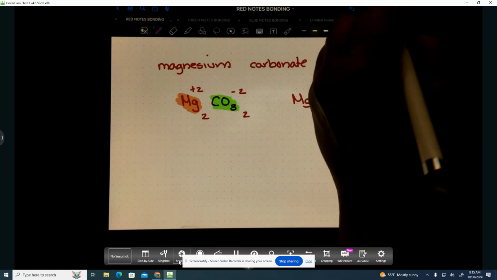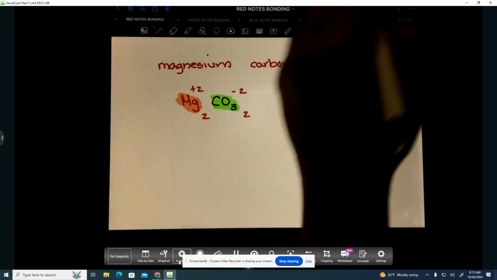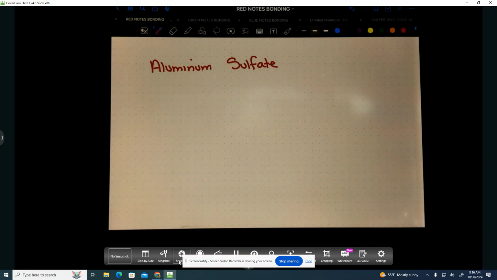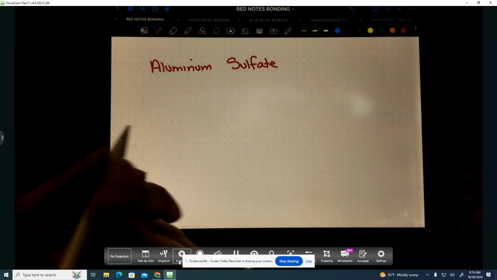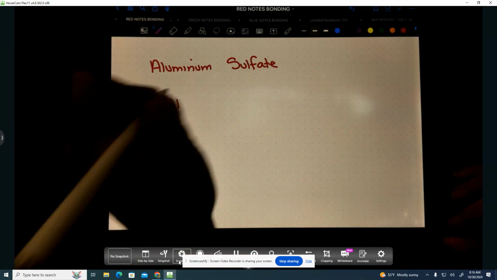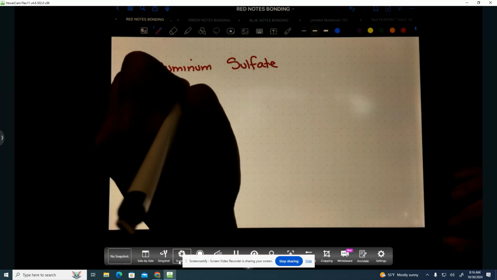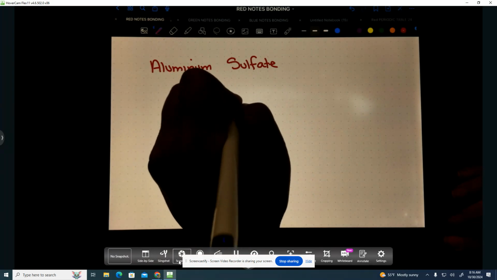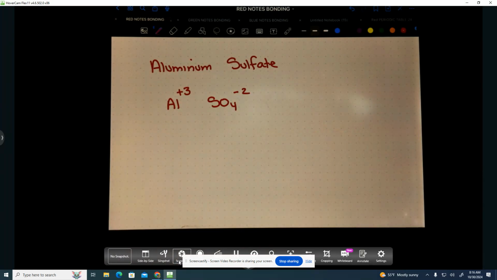How about aluminum sulfate? This one's a little bit different now. Okay. What does aluminum look like? Al. What is its charge? +3. Okay. Sulfate is SO4 with a -2. I should have asked you that instead of just writing it down. But you're getting it right from table E.